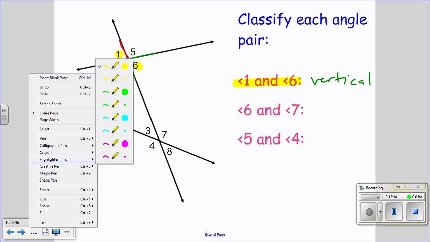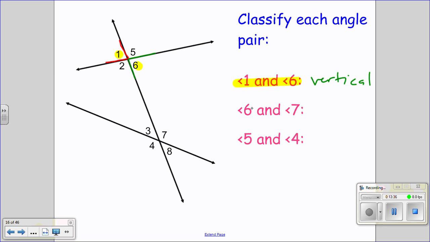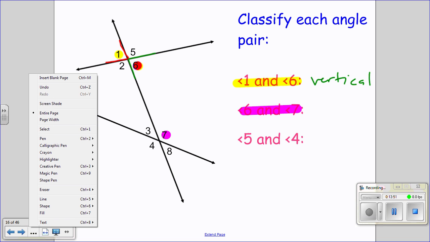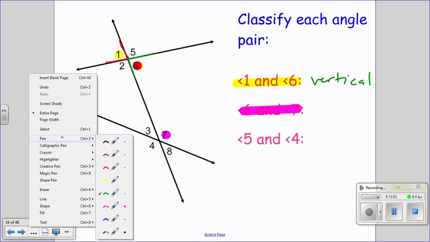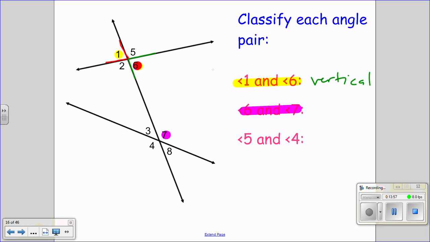Now we're going to look at angle 6 together with angle 7. Here's angle 6 and here's angle 7. They are both on the same side of the transversal, and they're both in between the two lines. So when they're same side inside, we call it consecutive.